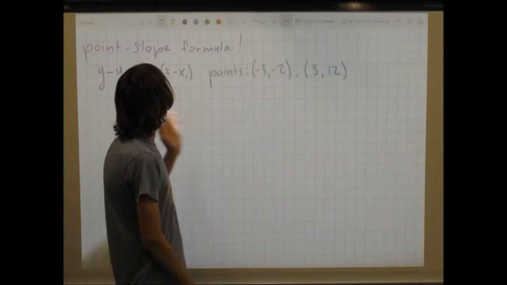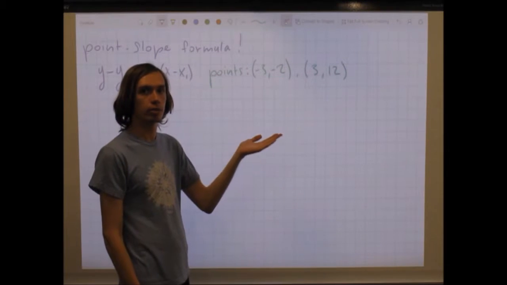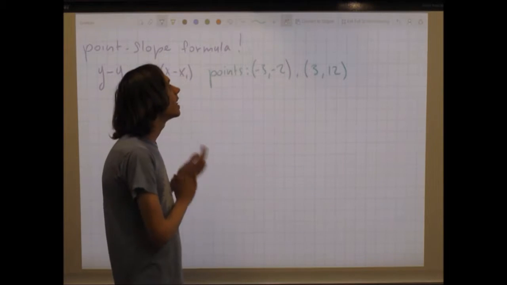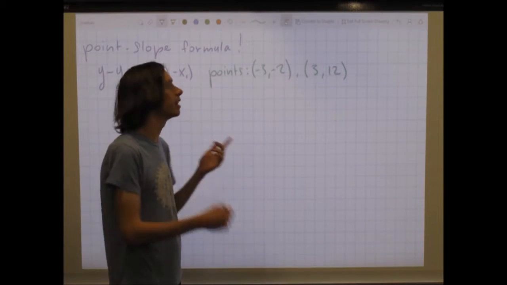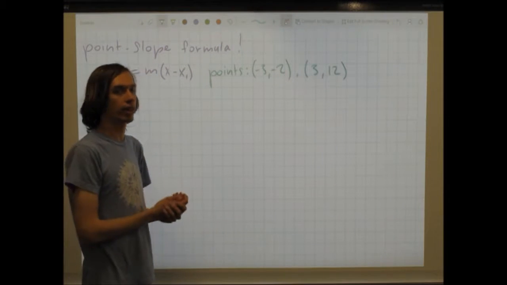But otherwise I'm just going to tell you. So you can just use those points and find the slope with the slope formula that you might have seen in one of our other videos. And then you could use that slope and then any of these points with the point slope formula to find the equation of that line.